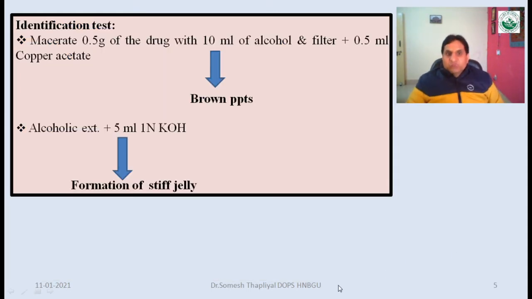Now, if you see the identification test of podophyllotoxins which we isolated, we will take 0.5 gram of the drug and macerate this drug with 10 ml of alcohol, followed by filtration, to which we will add 0.5 ml of copper acetate, due to which brown precipitates will be obtained.